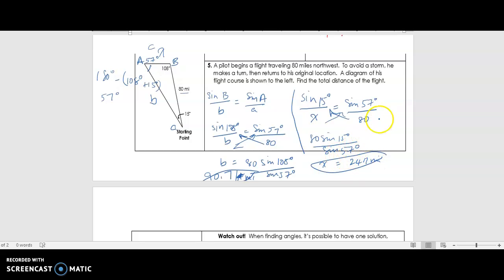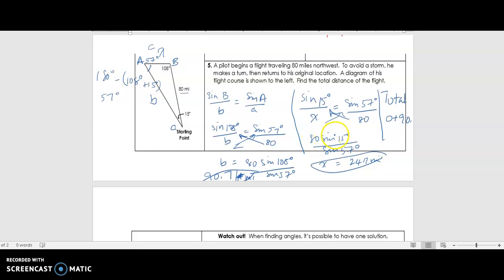So we got this. Now we need to find total distance. The total distance would be, now we found all the measures of this triangle. So total would be 80 plus 90.7 plus 24.7. It comes to approximately 195.4 miles. Okay, so that's what it is.